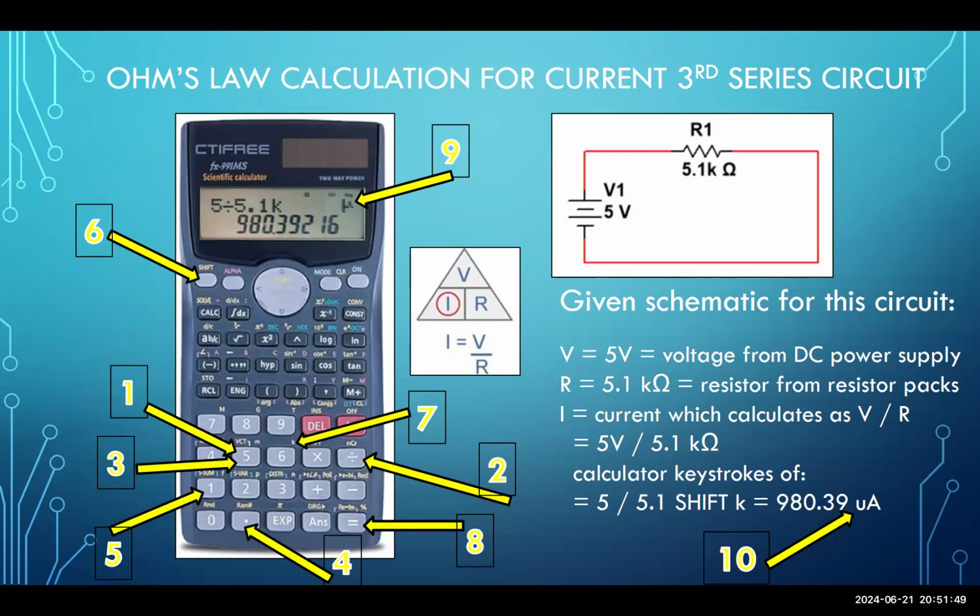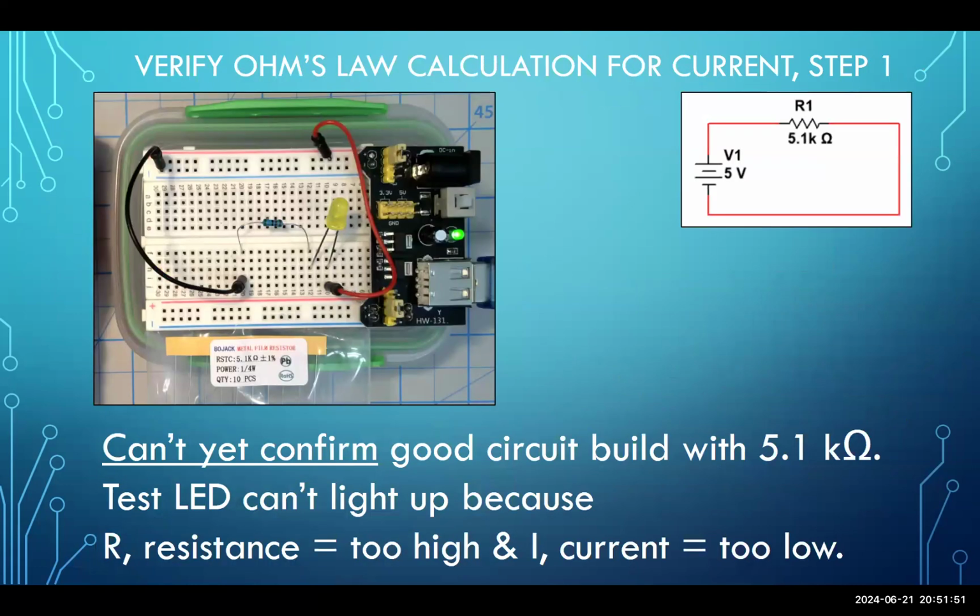Here we go. We're going to verify Ohm's law with current. And how we've done this before, we stuck the LED in, and we have a 5.1 kilo ohm resistor as designated by our little plastic packet with the label 5.1 kilo ohms. That's here, and we stick the LED in, power supply's on, the thing doesn't light up. Uh-oh, did we build this wrong?